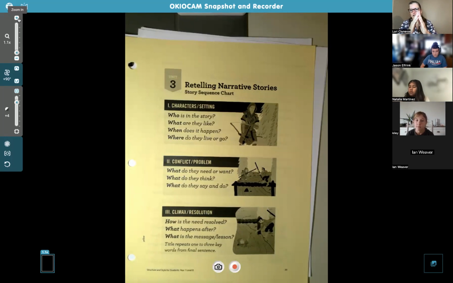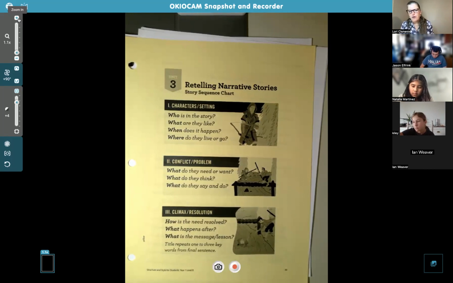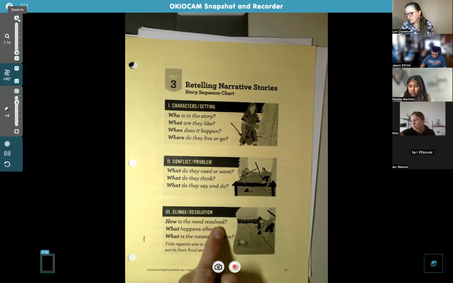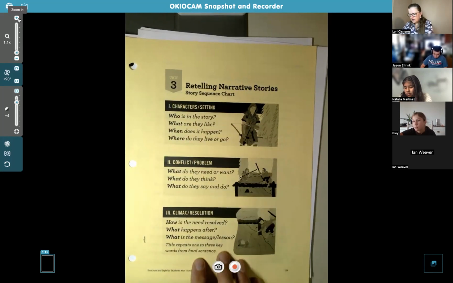I always use my hands like this, like a mountain, and you're at the top, you're at the peak, and you're like, is it going to be good? Is it going to be bad? What's going to happen? You've seen movies like that, I'm sure, before, where you're like watching, you're like, oh my gosh, what's going to happen? I don't know who's going to survive. And the resolution is how it's all solved, right? How the problem gets solved. How is the need resolved? What happens after? What is the message or the lesson? And then the little note here, title repeats 1 to 3 keywords from the final sentence. We're still going to have that little rule there. But this is the sequence, okay?